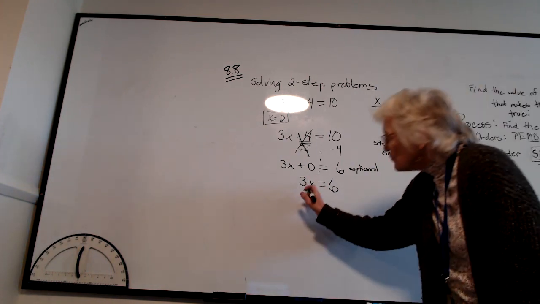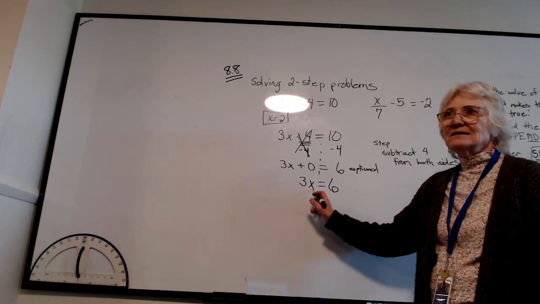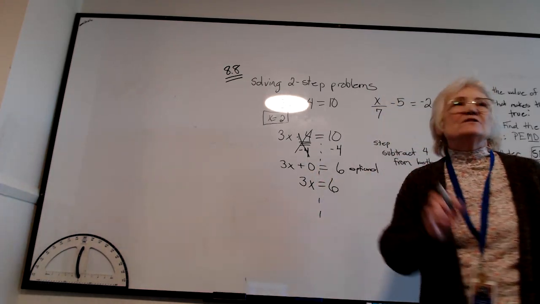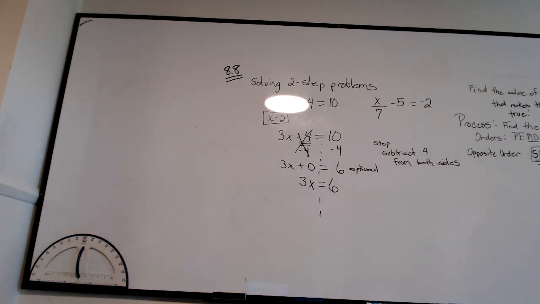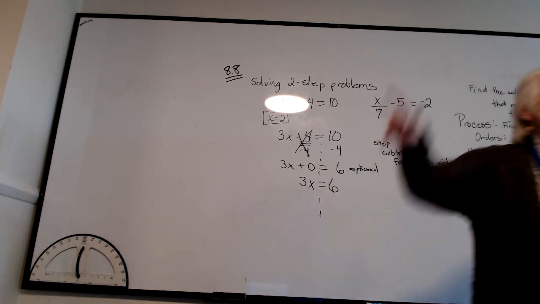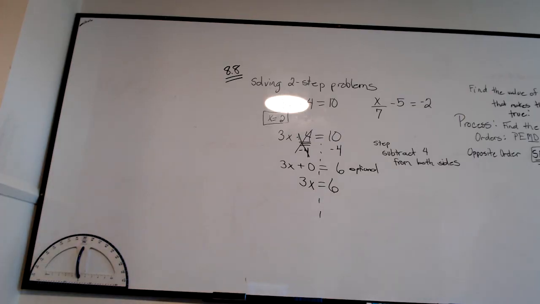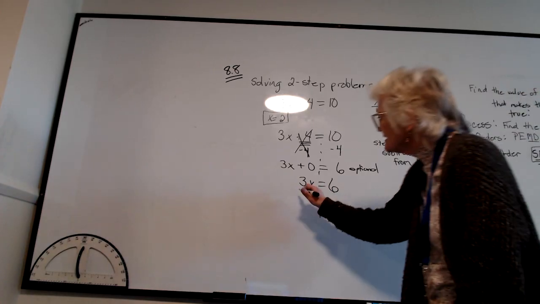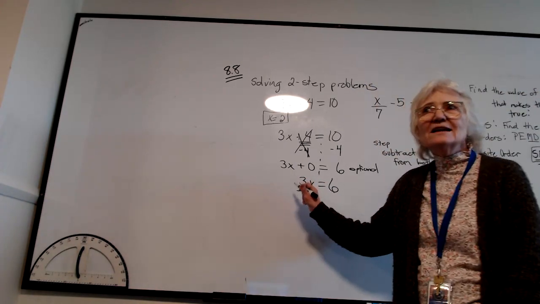Now I have a 3 with the x. What is the operation between the 3 and the x? Yes. Multiplication. Remember, our next step is going to be multiplication or division. We have multiplication. So what is the opposite of multiplying? Ezekiel, what's the opposite of multiplying? Dividing.